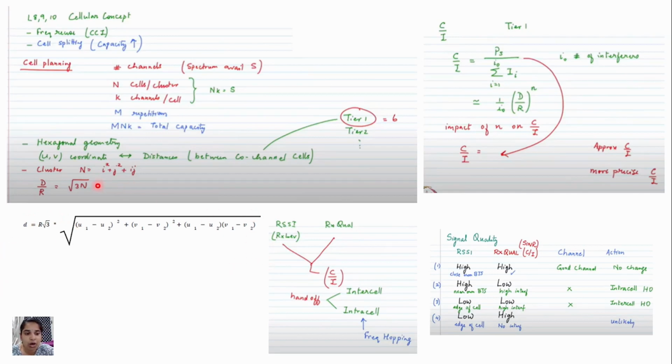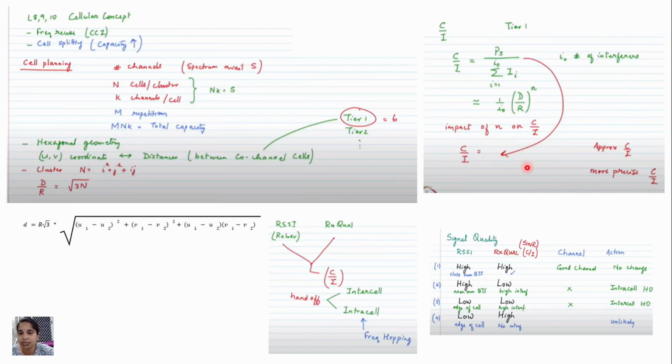And we saw what will be the valid cluster size. It will be i square plus j square plus ij. These will be the valid cluster sizes, and the main parameter will be d by r, which will be root of 3n.